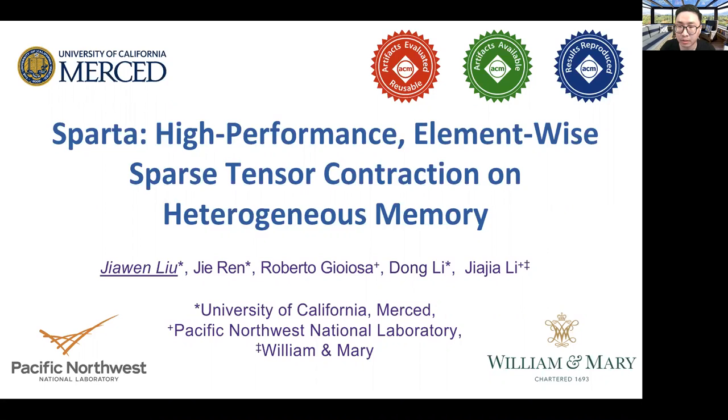In this talk, I will introduce our recent work, Sparta, a high-performance framework for arbitrary order element-wise sparse tensor contraction on heterogeneous memory systems. This work is supervised by Jia at PNNL and William and Mary, Professor Dongli at UC Merced, and Roberto at PNNL.